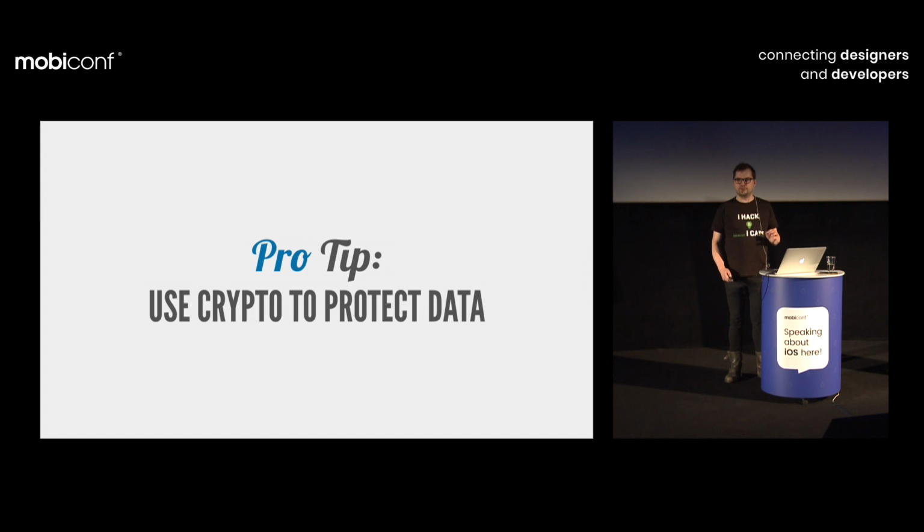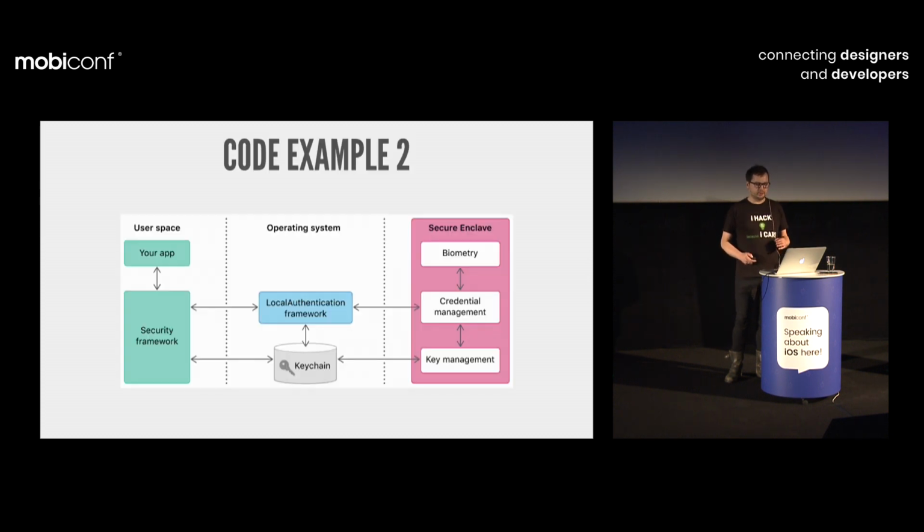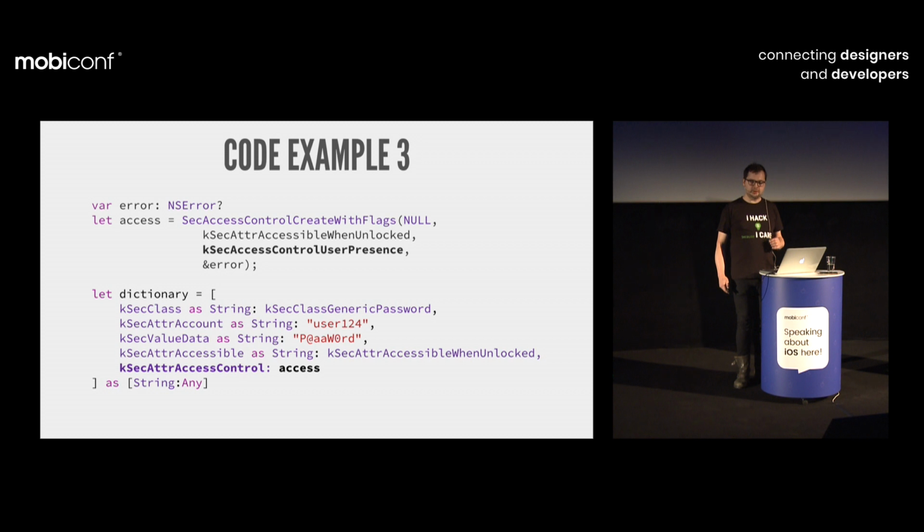So maybe a pro tip, use some cryptography, if you learn how to do it, to protect data. And the good news is, this is not a code example, I didn't want to bore you. The good news is that the local authentication framework can play together with the keychain. So in another code example, this is a similar piece of code for querying the keychain items. And you can add the attribute I bold-faced on this slide, access control.